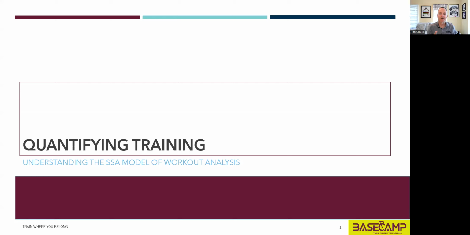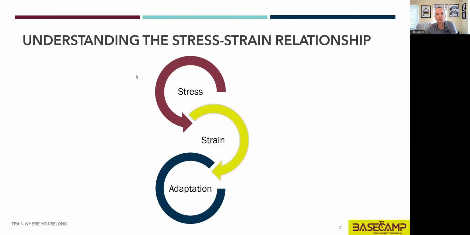Before we do that, though, I want to go over an overarching concept of how we quantify training. What we use here at Basecamp is what's known as the SSA, the stress strain adaptation model for workout analysis. And this is a concept about how exercise stimuli is applied and what happens. The concept works like this.